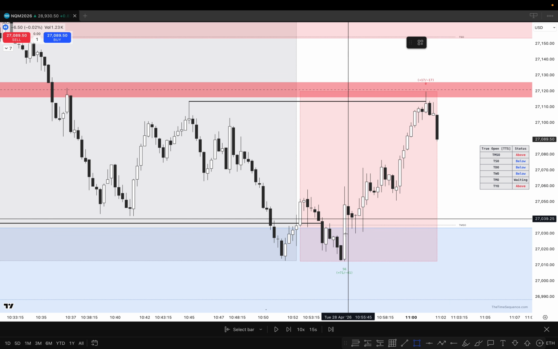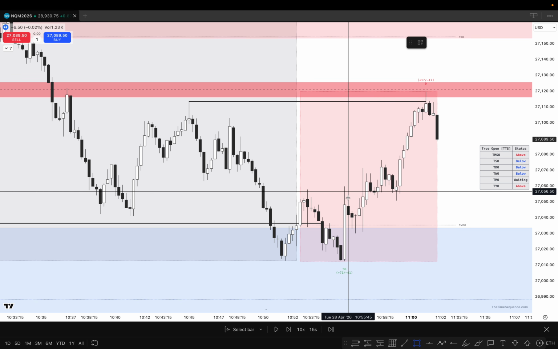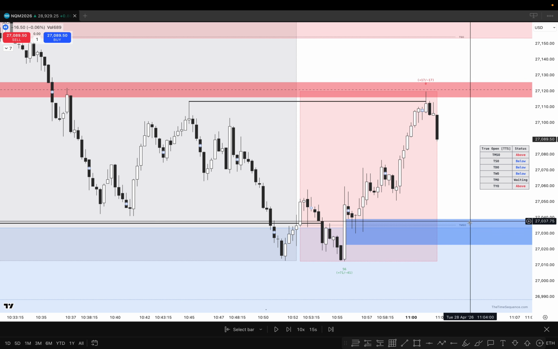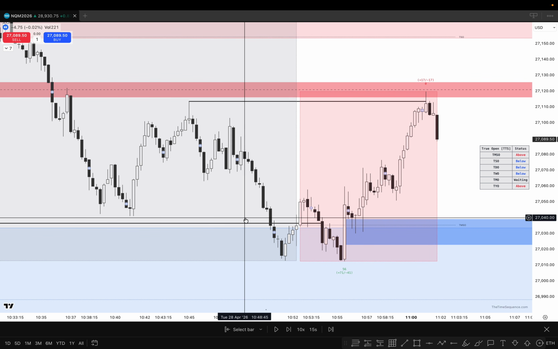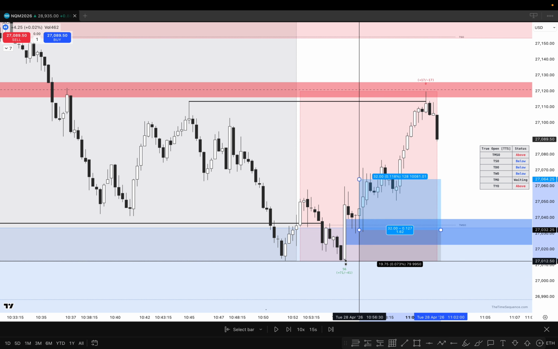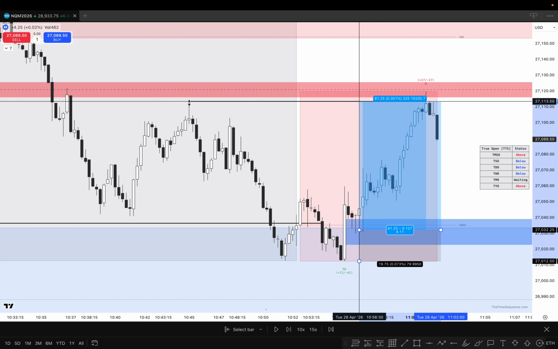And now if we drop down to the 15 seconds, what we can see is that inside of that displacement leg, there was a BC forming right here through the true micro session open and also through the previous cycle low. I entered on this retracement right here, stop loss below this key low, targeting this internal high right here.